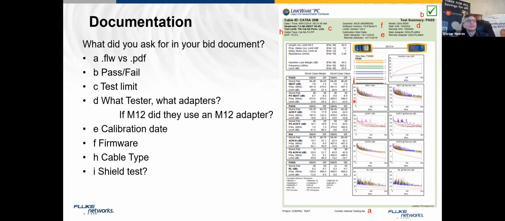We have done a specific webinar about how to read this report. Very briefly, of course, the main thing you want to see is your pass or fail. But is it just a PDF, or do you have all the underlying data? Which test limit have you used? If it's for an industrial environment, is it an end-to-end test for the right MICE parameters? Which tester have you used? Is it calibrated? Which adapters have you been using? Was the firmware the latest? Has the shield test been done or not?